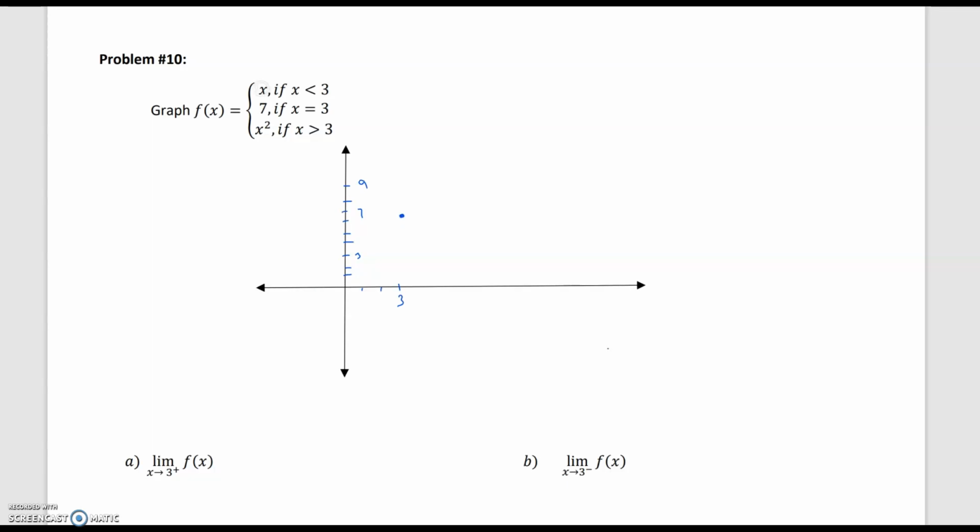And for the first one, it's gonna be the graph of x if x is less than 3. So at 3, you're gonna have 3, 3, but with an open circle. Your function is gonna be going in this direction.